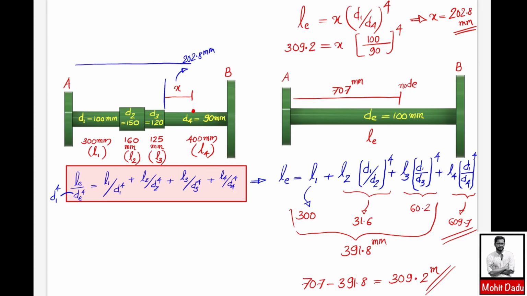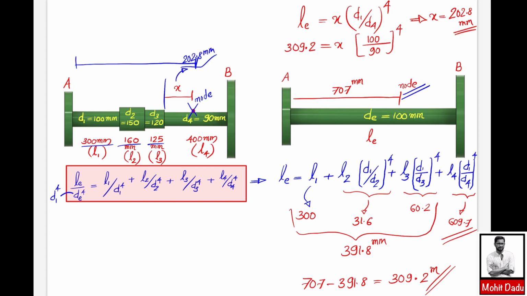Or you can evaluate the total distance in the actual shaft by summing these four values: 300 plus 160 plus 125 plus this 202.8. Anyway, the position of the node comes here in this stepped shaft system, but this is evaluated by making use of the torsionally equivalent shaft. This concept may take some time to understand. Analyze it step by step, and you will get all these things clearly. So try to understand these things.